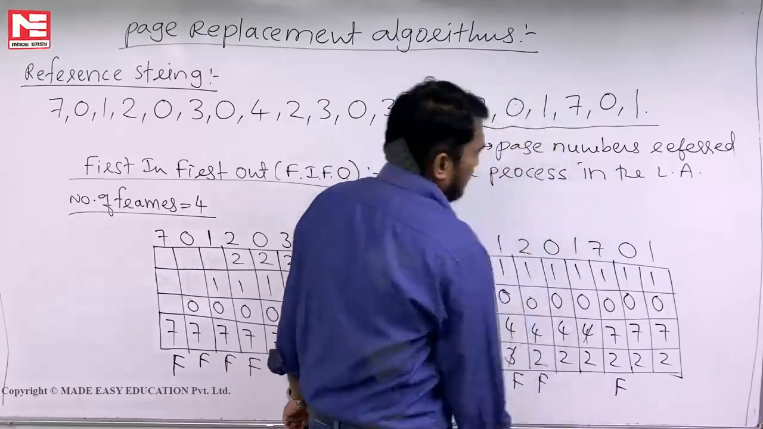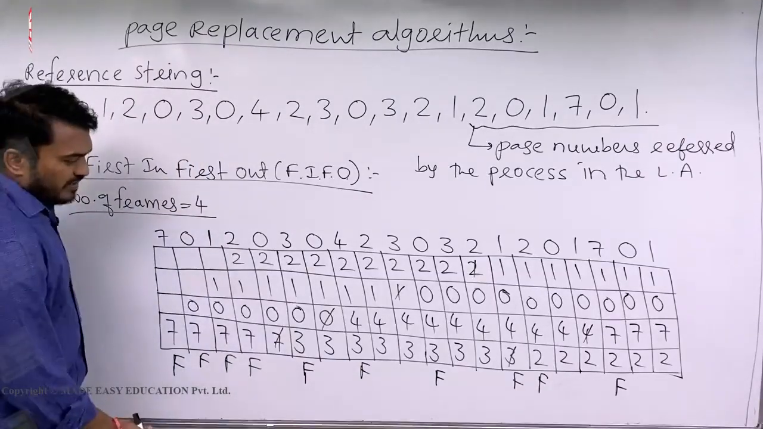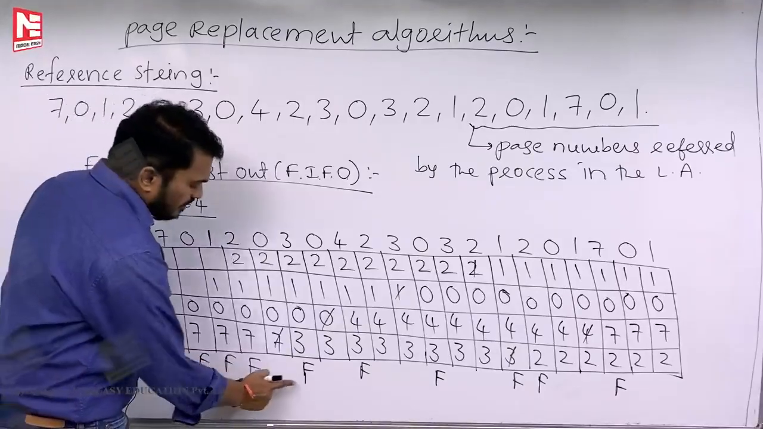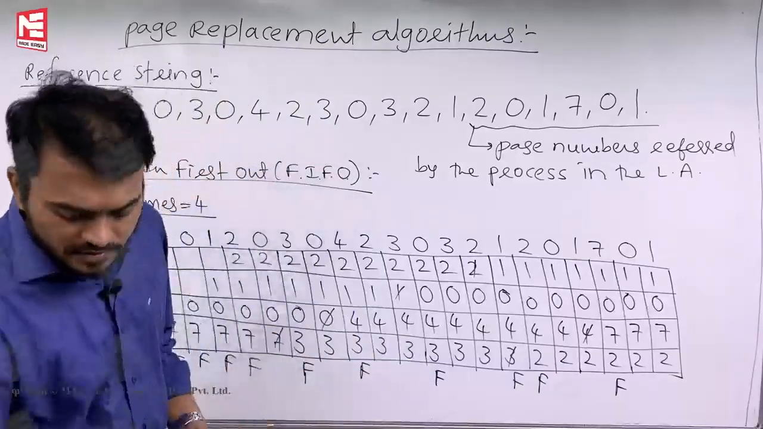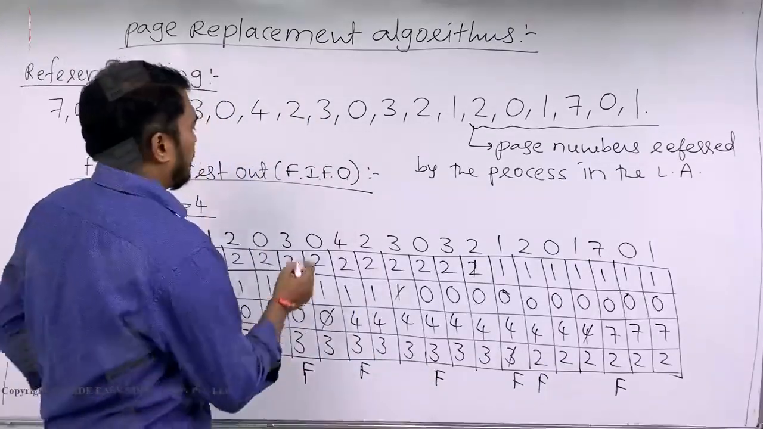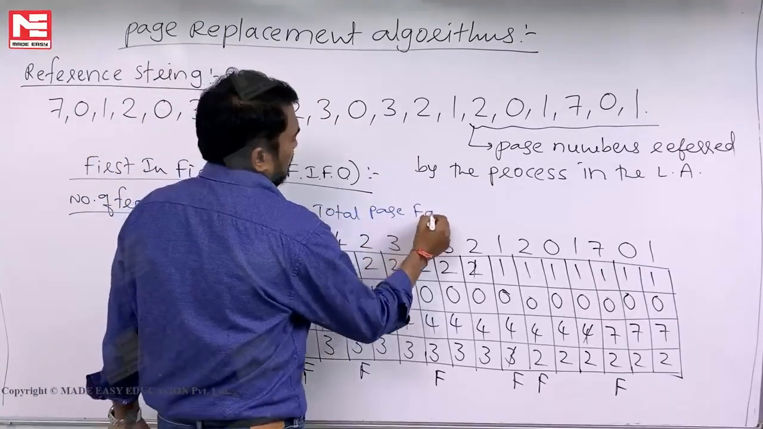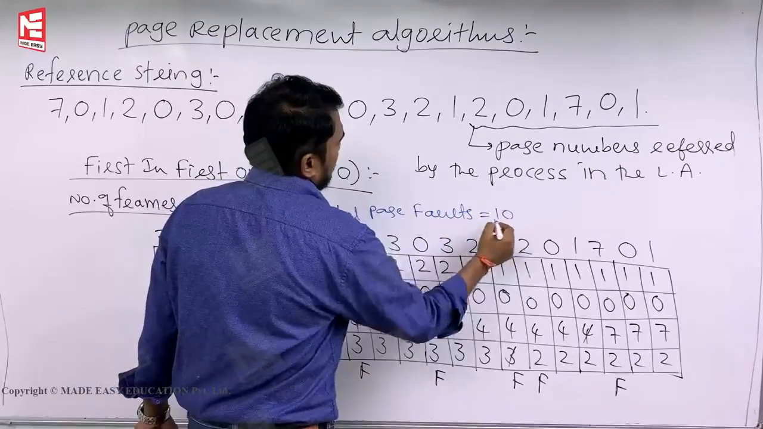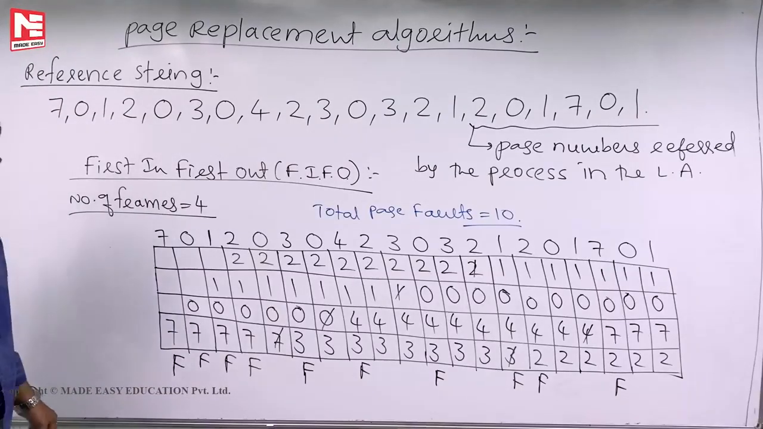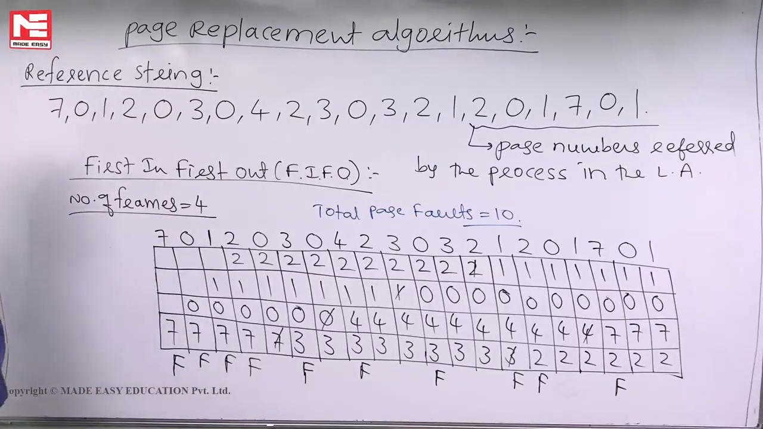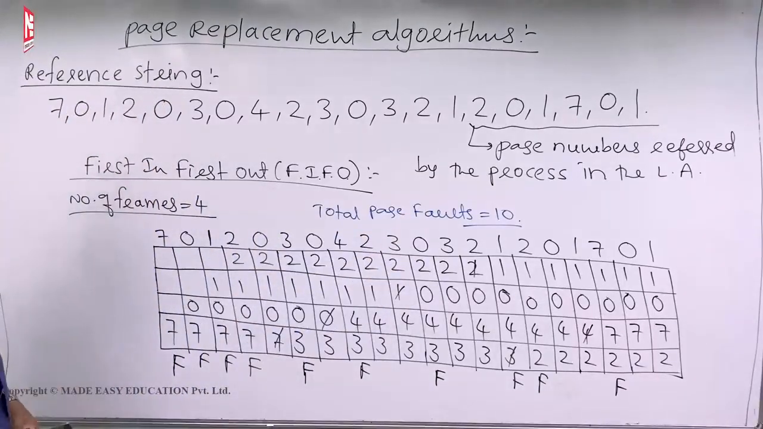Now tell me, how many page faults are coming here? Did everyone understand? Count properly, how many page faults are there? 1, 2, 3, 4, 5, 6, 7, 8, 9, 10. So total page faults are 10. I'm writing here: total page faults is 10. So this is how you need to solve the problem. Is that clear for everyone?